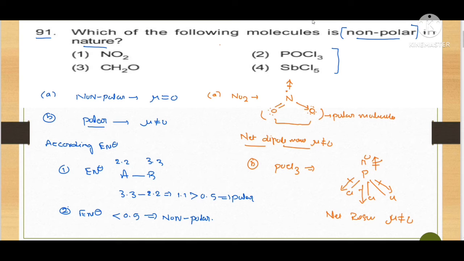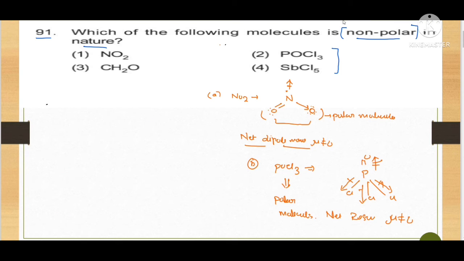Why? Because you can cancel one and one. Here two are present which are not equal to 0. That's why the net dipole moment is not equal to 0. Thus you conclude that this is a polar molecule.